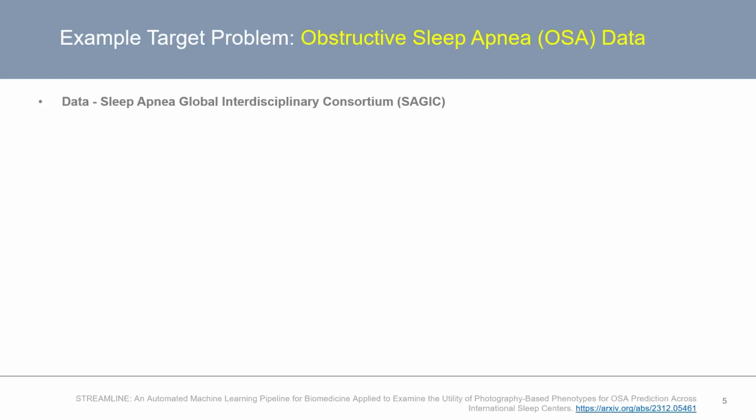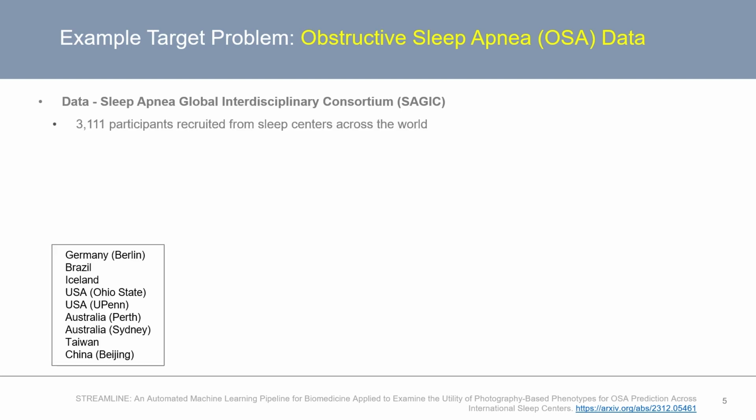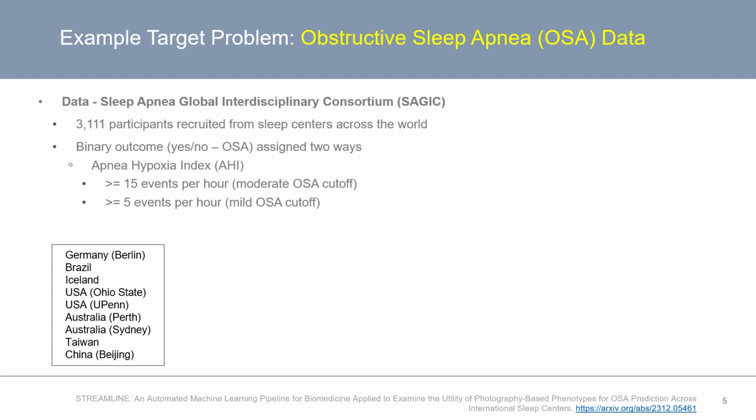Throughout the remainder of this walkthrough, we're going to be using a recent study of obstructive sleep apnea data as an example target problem. This data comes from the Sleep Apnea Global Interdisciplinary Consortium, otherwise known as SAGIC. This dataset includes 3,111 participants recruited from sleep centers across the world, including Germany, Brazil, Iceland, the United States, Australia, Taiwan, and China. This dataset includes a binary outcome indicating the occurrence or absence of obstructive sleep apnea, based on the following clinically relevant definitions.